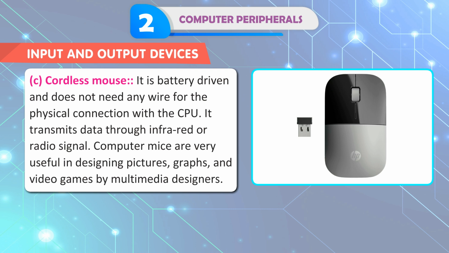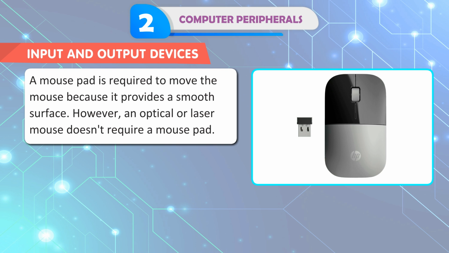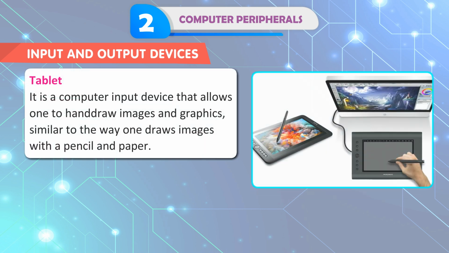C. Cordless mouse. It is battery driven and does not need any wire for the physical connection with the CPU. It transmits data through infrared or radio signal. Computer mice are very useful in designing pictures, graphs, and video games by multimedia designers. A mouse pad is required to move the mouse because it provides a smooth surface. However, an optical or laser mouse doesn't require a mouse pad.